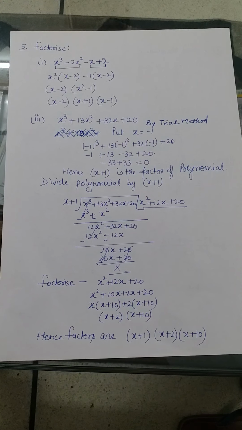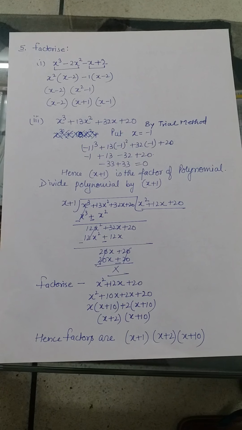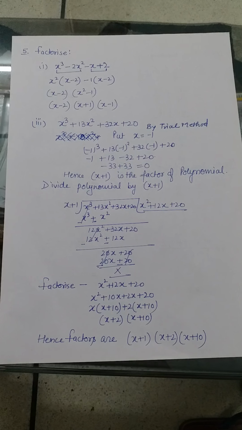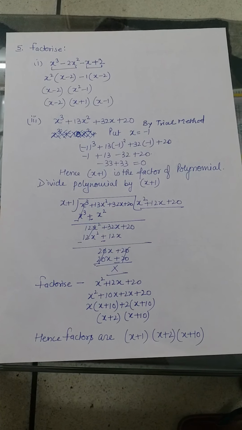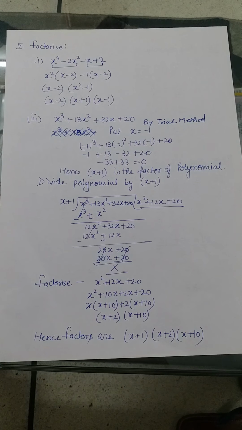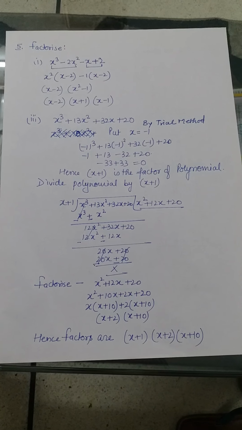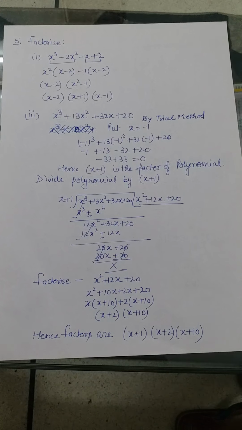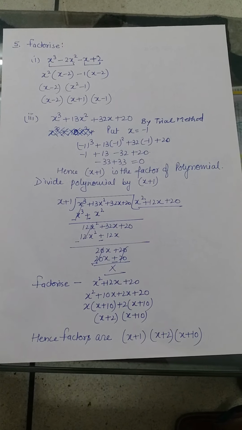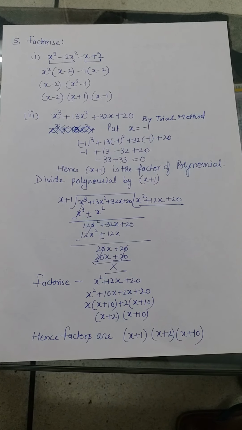In the third part, we can use the factor theorem. We put x equals minus 1 as a trial method. When we put x equals minus 1, it gives us 0. It means x plus 1 is a factor of the polynomial. So divide the polynomial by x plus 1. When you divide it, you get a quadratic polynomial. So factorize the quadratic polynomial by using middle term splitting. This is how you can get your factors x plus 1, x plus 2 and x plus 10. Do the rest of the parts by yourself. Thank you.